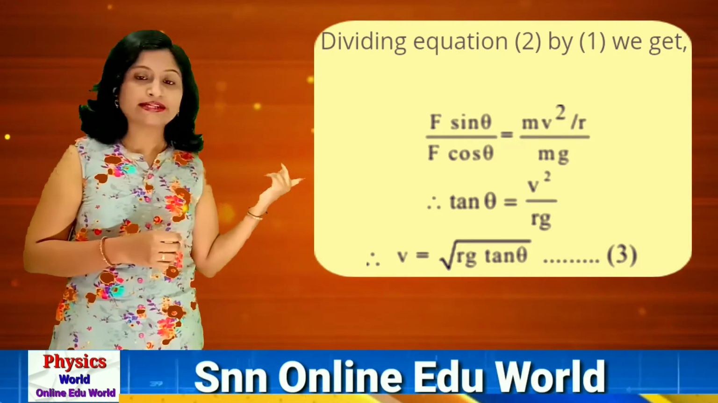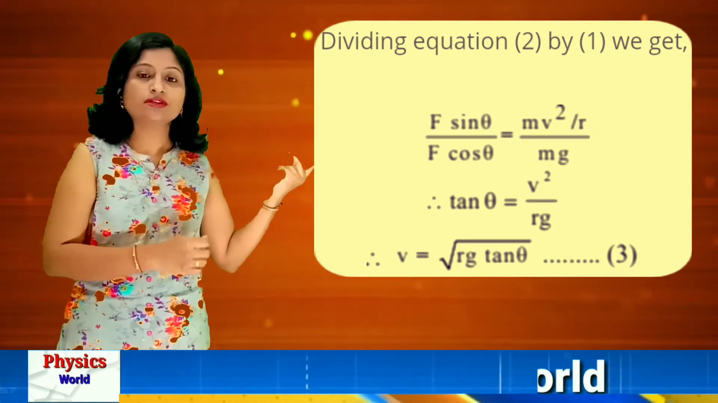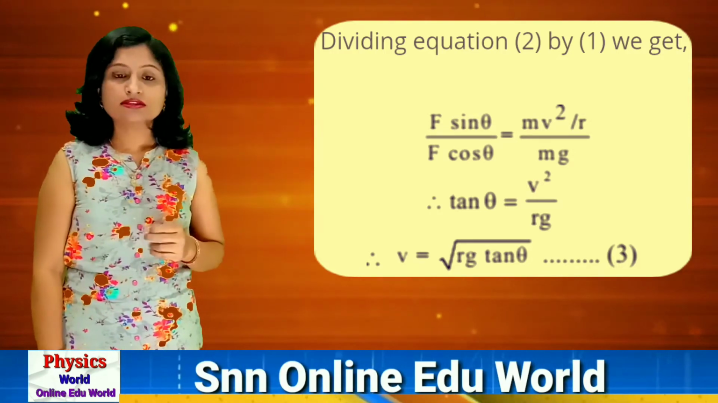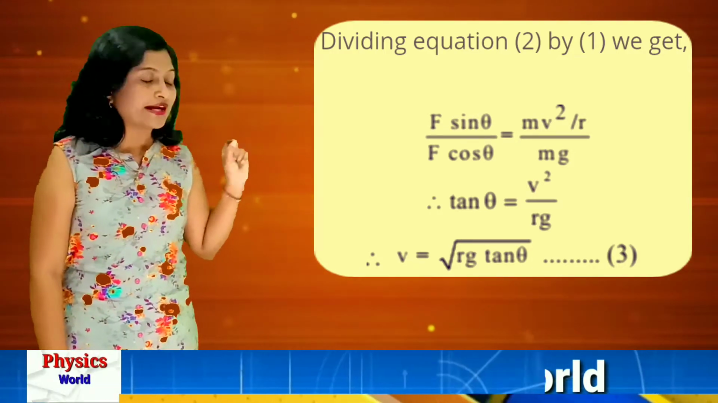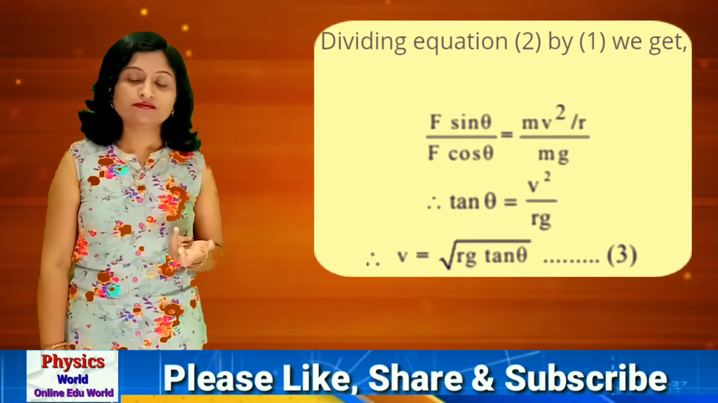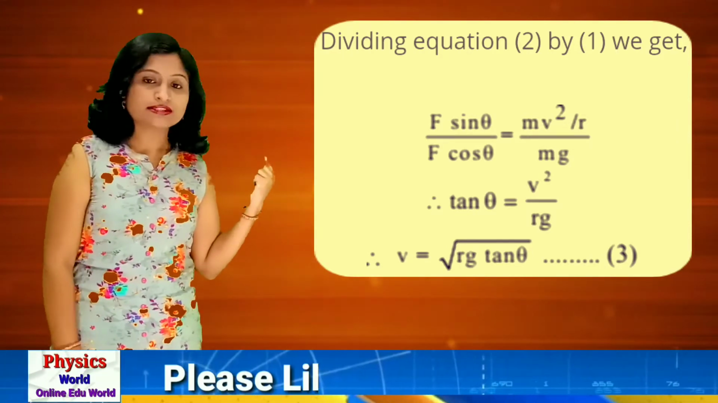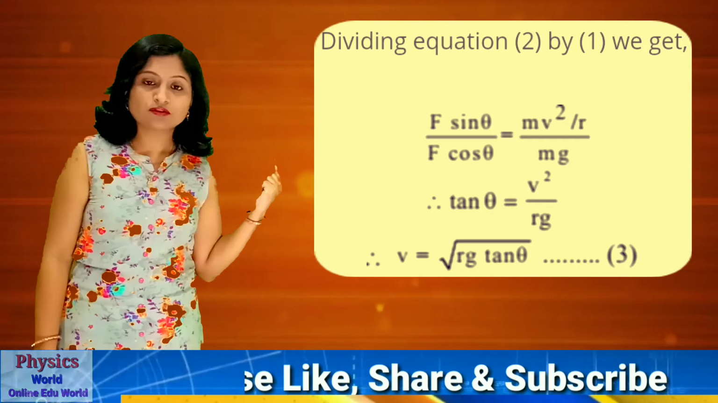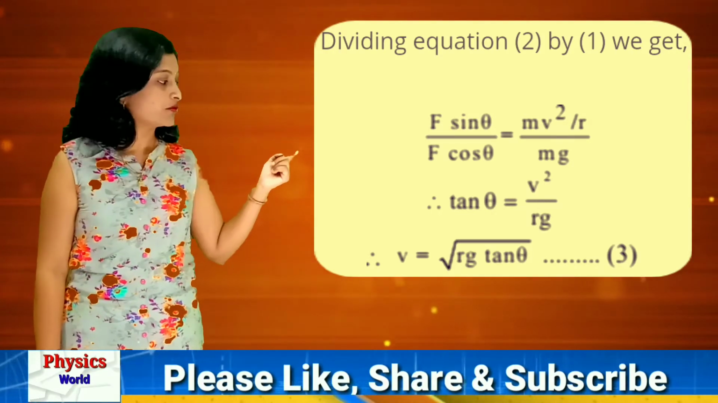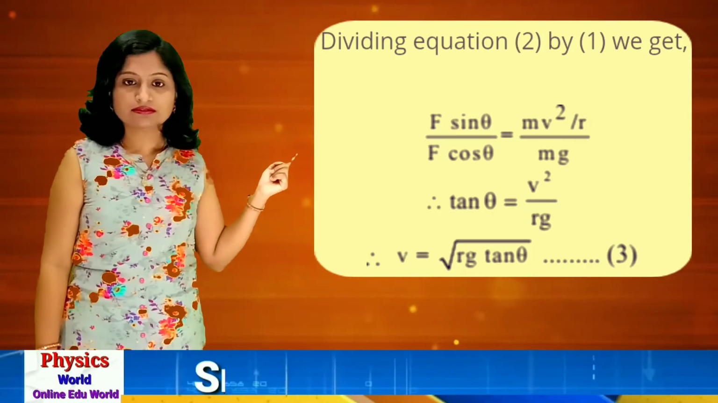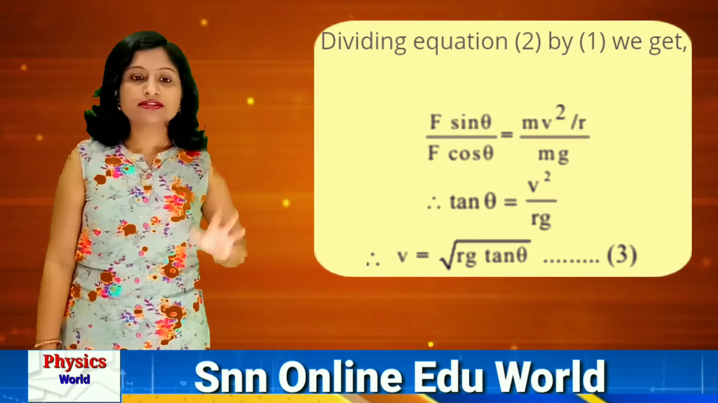Okay, so we are getting the equation tan theta is equal to v square divided by rg. Now find the velocity v. What is v then? Cross multiplication: rg tan theta is v square. So v is equal to square root of rg tan theta. Okay, this is the next equation.